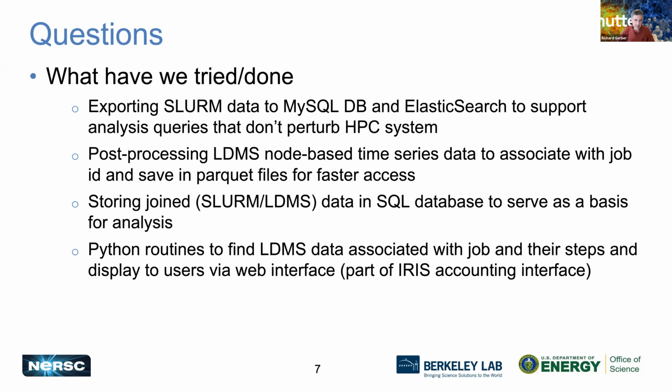Things that we've tried and done: we take the Slurm data and put it into a MySQL database or Elasticsearch, so we can do queries after the fact, and maybe very CPU intensive queries that won't perturb the running Slurm system. We've been looking at post-processing LDMS node-based time series data and associating them with the job IDs in Slurm and saving them in these Parquet files that allow us to access the data much faster. We're also doing the same kind of thing and putting in an SQL database so we can query things much faster. And we have a whole set of Python routines that go and find the LDMS data that's a time series associated with jobs, and then we associate that with known applications based on their binary names, which is highly imperfect, but it's kind of the best we could do.